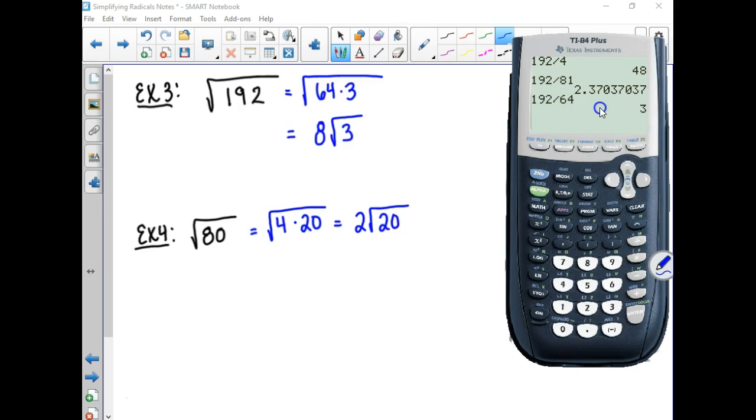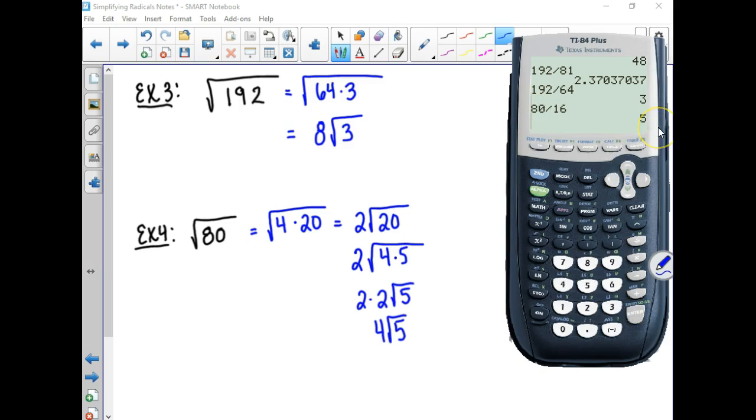Okay, so if I take the square root of 4 times 20, I get 2 times the square root of 20. However, 20 will also break down, so I would have 2 times the square root of 4 times 5. Then the square root of 4 is 2, so I'd have 2 times 2 square root of 5. And then 2 times 2 is 4, so I would get 4 square root of 5. Now, all of that could be avoided if I had chosen a bigger number. So, since 4 works, that makes me think maybe 16 could possibly work as well. And sure enough, it does.